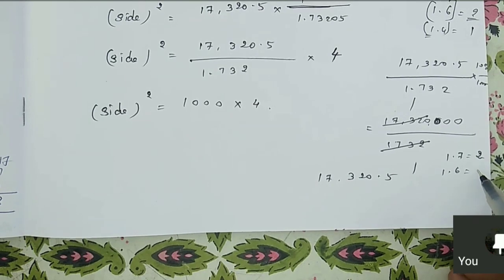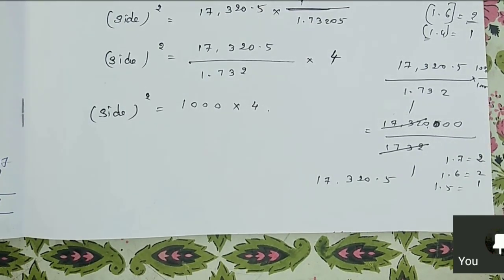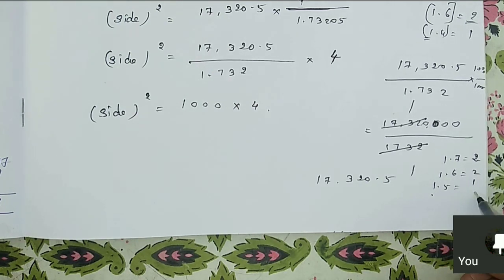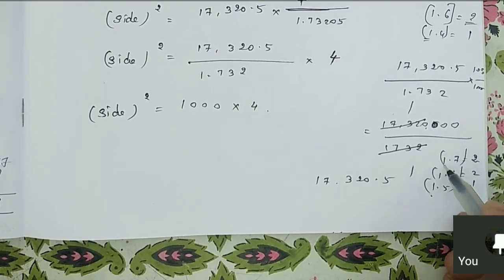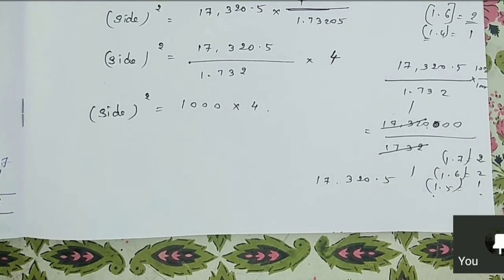1.6, what is it? That is also 2. 1.5, that is 1 only, right? If the digit after the decimal is 5, 4, 3, 2, 1, the number stays the same. If it is more than 5, maybe 6, 7, 8, 9, you should write the next number. That is rounding off. Clear? We learned this in the 4th standard, rounding off a number.